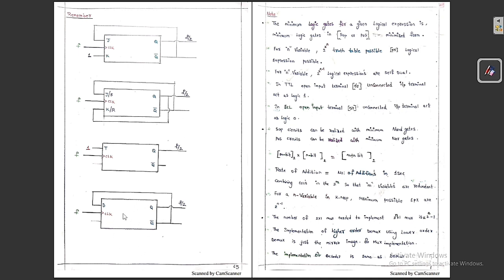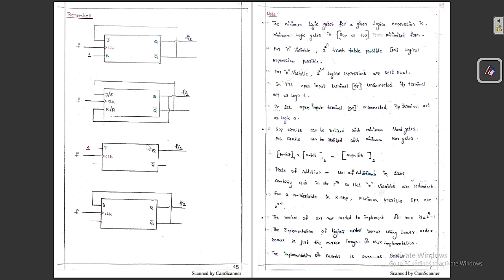Similarly, there is another circuit for the D flip-flop. For the D flip-flop, I have taken the input of D from Q bar, and if I give a clock frequency of F, then both Q and Q bar have the same frequency, which is F by 2. So these are the important four diagrams that you always have to keep in your mind, because in the examinations they are going to ask questions directly from this.